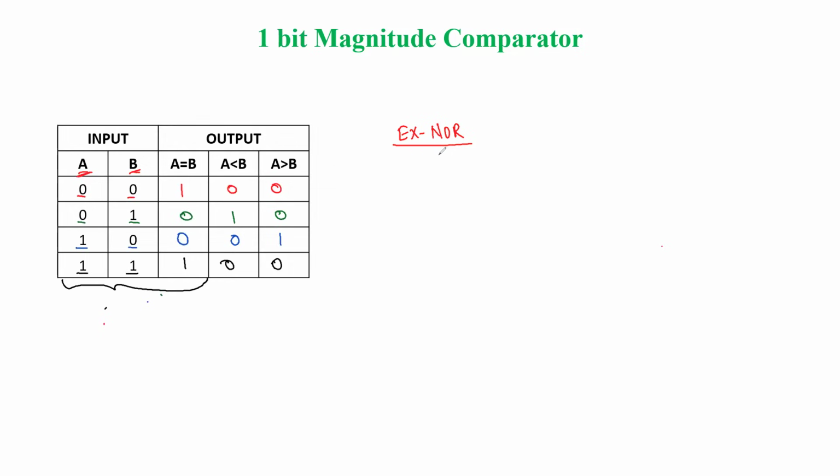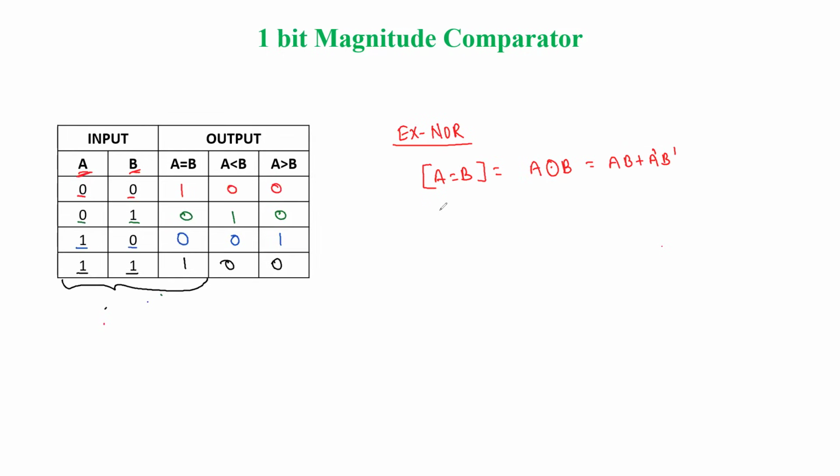So that's why the expression for A equal to B is going to be satisfied by A XNOR B. Since A and B are the inputs, and XNOR, you know, we can write as AB plus A' B'.